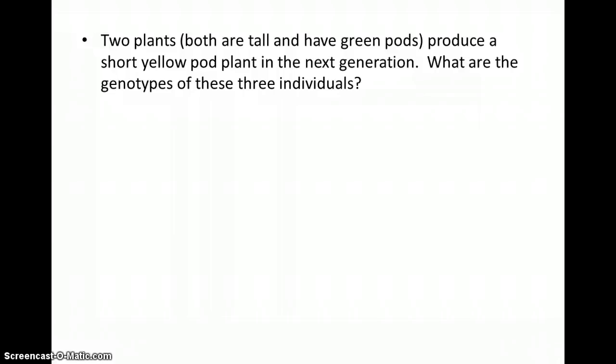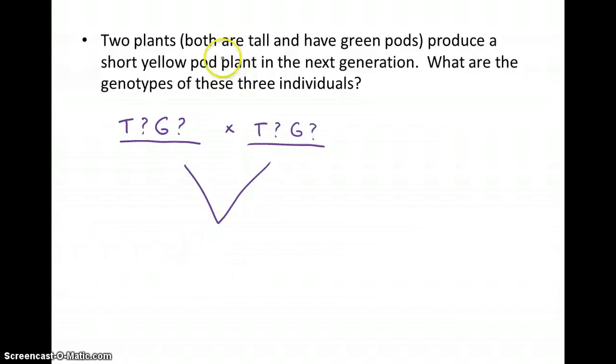What are the genotypes of these 3 individuals? Okay, the 2 plants, I know that if they are both tall and both green, they must have at least one each of the dominant alleles. So I don't know if they're homozygous or heterozygous for those traits. However, if they produce an offspring that is short and yellow pod, that offspring would have this genotype. The only way they could produce that offspring with that genotype is if they were both heterozygous for both traits.